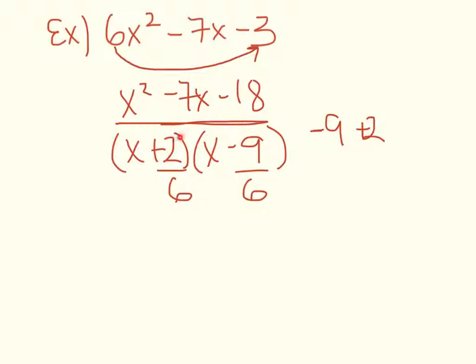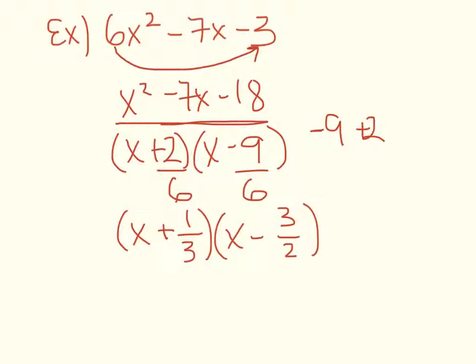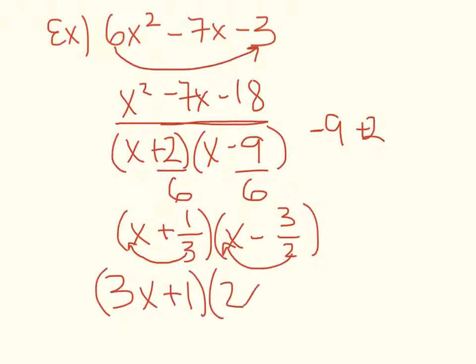So if I look at the first part here, 2/6, that will reduce down to 1/3. So I have x plus 1/3. And in the second parenthesis, I have x minus, and 9/6 reduces down to 3/2. Okay, now since I've reduced and I still have a fraction, I need to scoot that 3 back over, and I need to scoot that 2 back over. So my final answer to factoring this quadratic is 3x plus 1 in the first factor, and 2x minus 3 as the second factor.